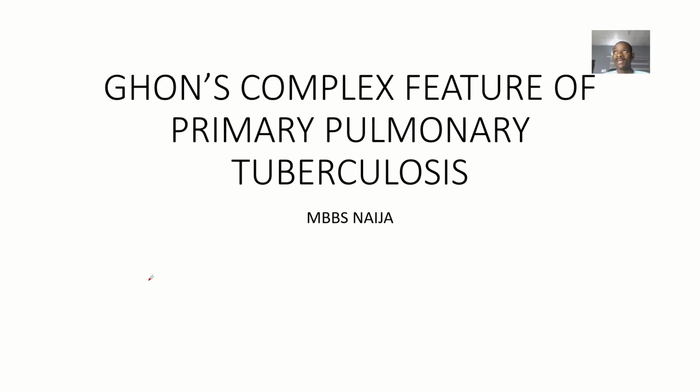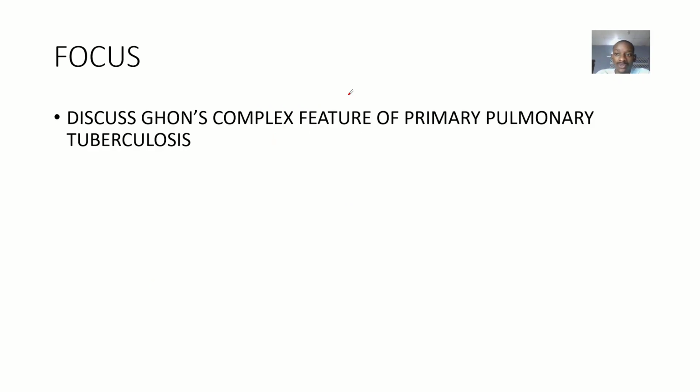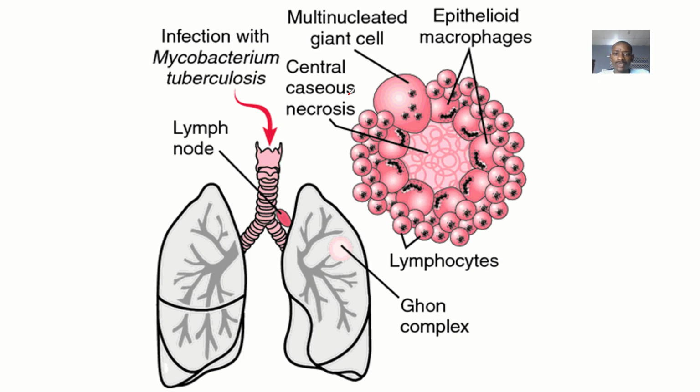So there's another main feature, or you could say characteristics, of primary pulmonary tuberculosis. This is what is known as the Ghon's complex. This Ghon's complex is a feature of primary pulmonary tuberculosis, one of the main features before you even talk about those caseations. So we are here to look at the picture of what the Ghon's complex will look like.